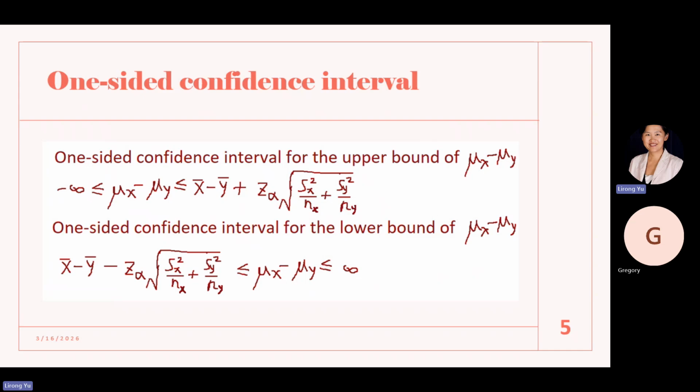For example, if you're going to find a one-sided interval to determine the lower bound, this is what we have at the bottom one. The top one is a one-sided interval for the upper bound. For the upper bound, the point estimate is x bar minus y bar, plus the margin of error, and the lower bound, of course, will be negative infinity if you only want to find a numerical upper bound. Any questions?